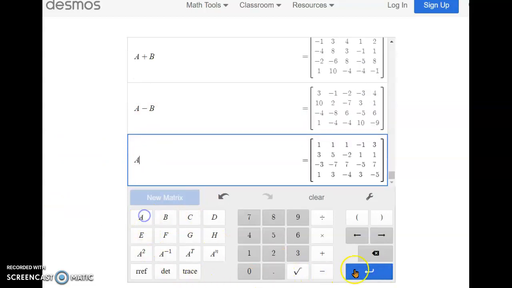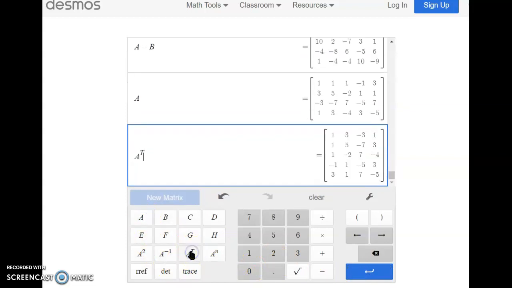Now let me show you what A and A transpose look like. The first row was 1, 1, 1, negative 1, 3. When I transpose it, the row becomes a column. And instead of a 4 by 5 matrix, I now have a 5 by 4. It's just kind of flipping things around. Now the things that don't change are the ones that are on the diagonal. Pretty much. It's a little bit harder when it's not a square matrix, but let's just look at the last row right here. 1, 3, negative 4, 1, 3, negative 4, etc.